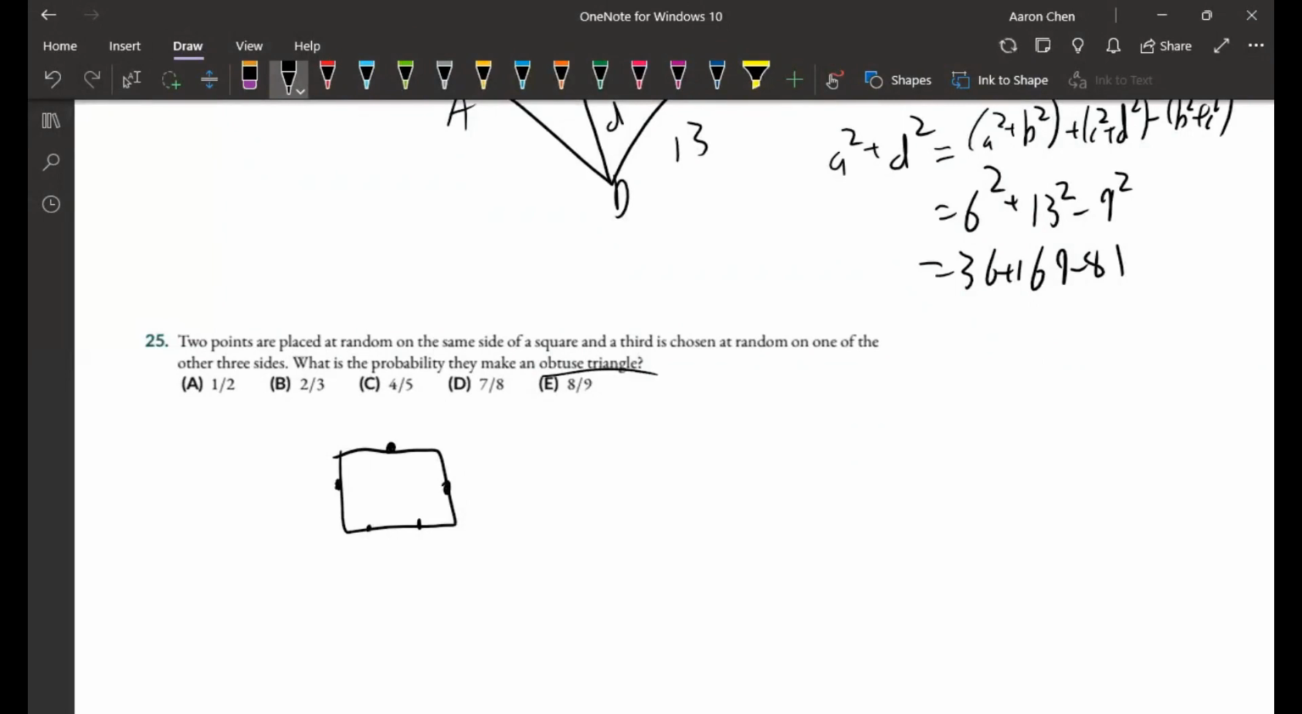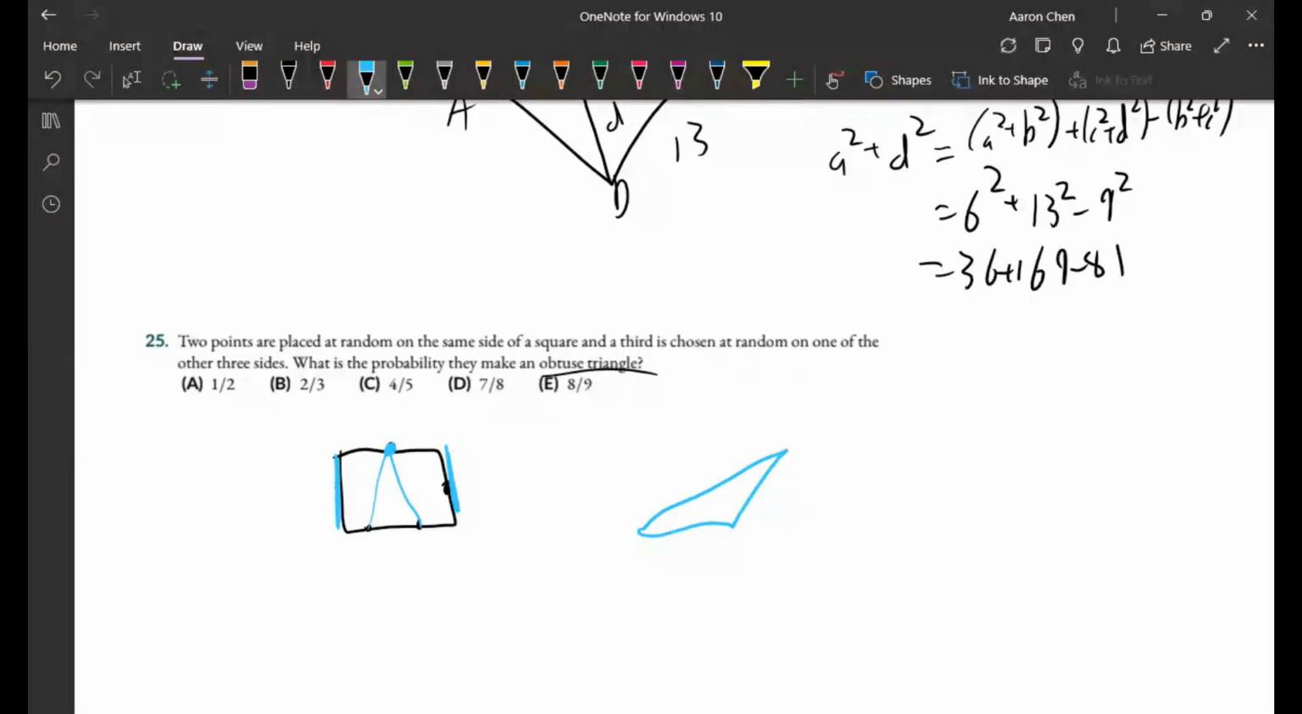So first of all, these 2 points are placed randomly on one side. So if the third point is on one of these 2 sides, I'll mark it in blue, then it's guaranteed to be obtuse because it would end up looking something like this. And now, if the point chosen is somewhere here, then it's once again obtuse, like this. But if the point is chosen between the 2 points on the opposite side, like this, then the triangle is acute. And that is the only chance that the triangle is acute.